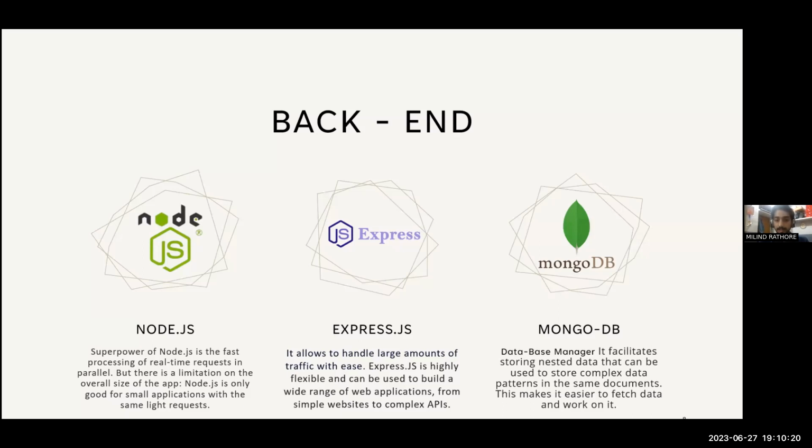Second point is Express.js. It is the most popular backend framework for Node.js, and it is an extensive part of the JavaScript ecosystem. It allows handling large amounts of traffic with ease. Express.js is highly flexible, and can be used to build a wide range of applications, from simple websites to complex APIs.